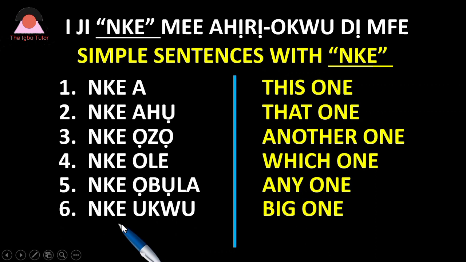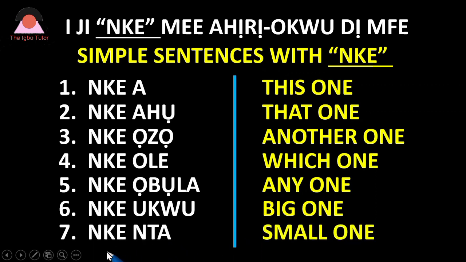Number 6 is nke ukwu, meaning big one. And finally, we look at the last one, which is nke nta, small one. We're going to look at how to use each of them to make sentences.